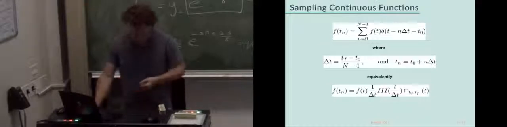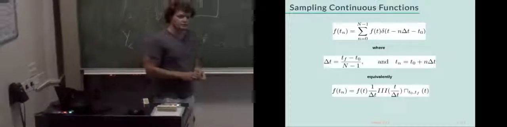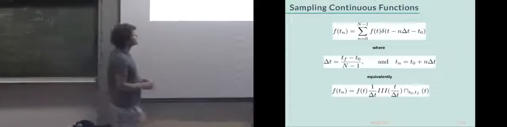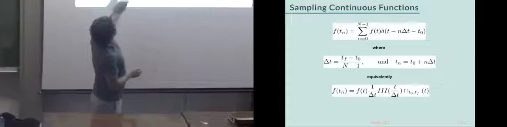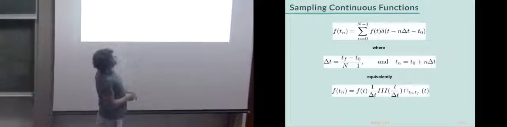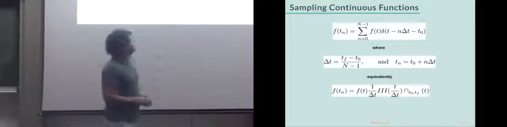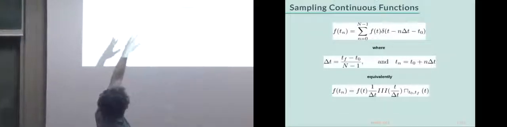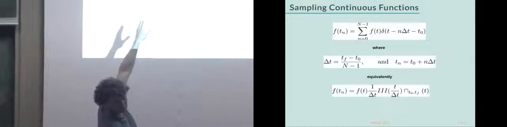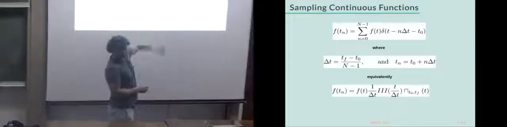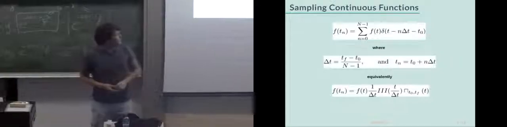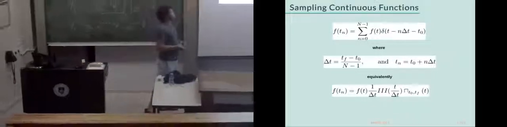I'm really going to move on and try to explain the effects of sampling. So what happens when we sample a function? In mathematical terms, we have a continuous function, f of t, and we're now just sampling it at a finite number of points, t_n, where t_n is just equally spaced values in time, and your delta t is given by that.